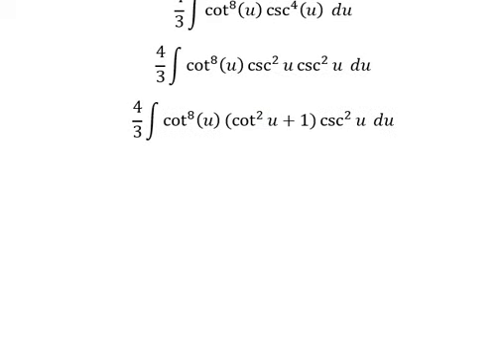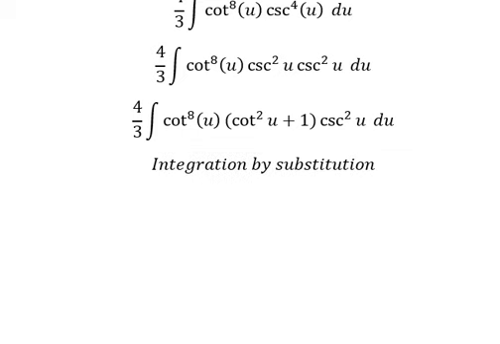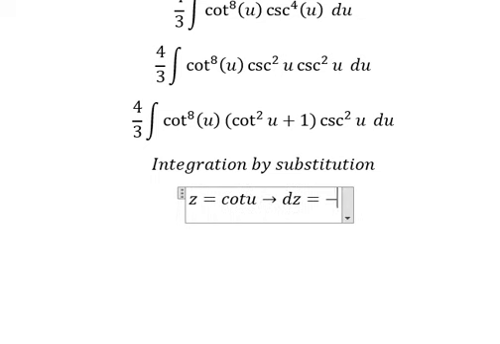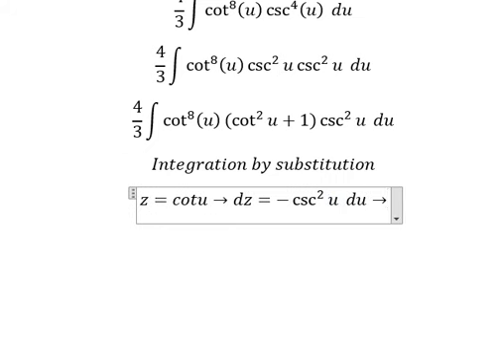Next, we need to use integration by substitution. So I will put z equal to cotangent u. dz we have negative cosecant of u squared du. Because we don't have the negative sign in here, I will move the negative to the left.